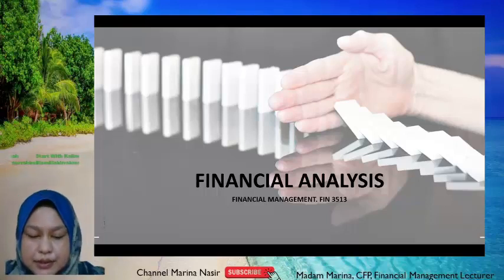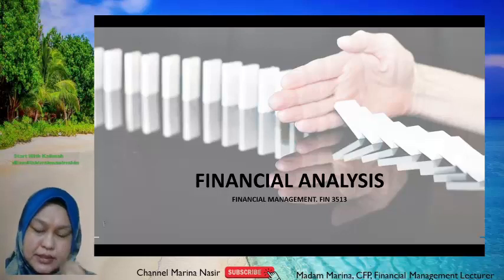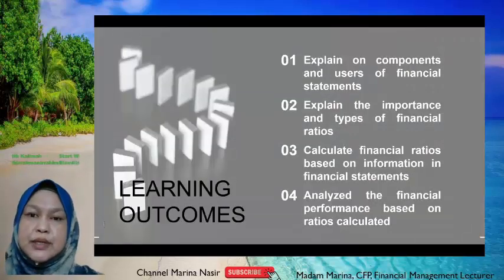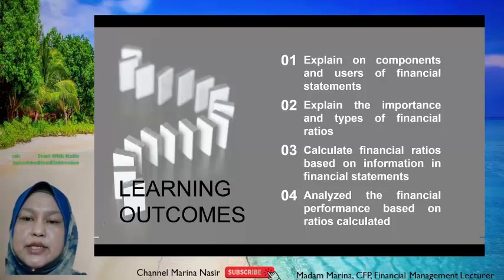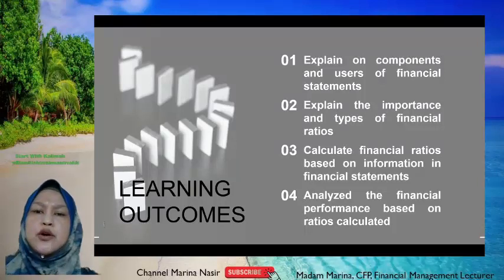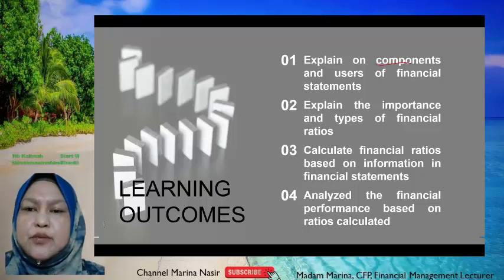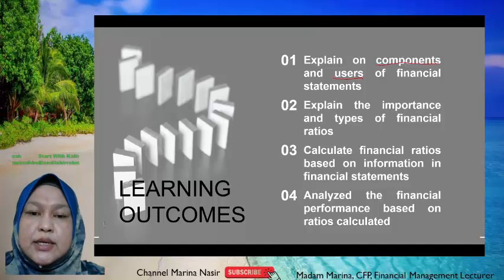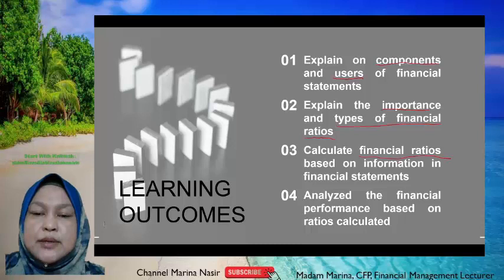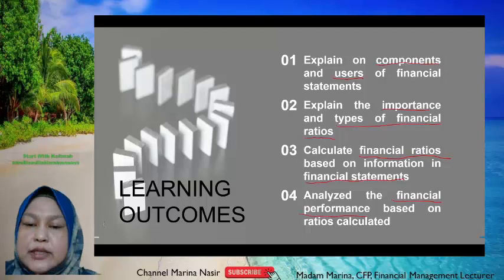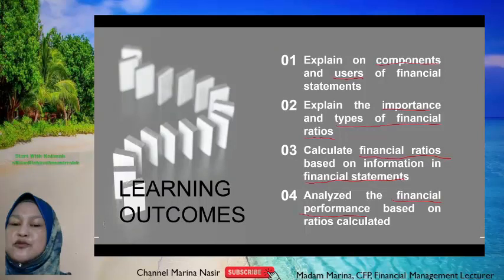Today our topic is financial analysis. This is the learning outcome for this topic. The first one is to explain the components and uses of financial statements. The second one is to explain the importance and types of financial ratio. The third one is to calculate the financial ratio itself, based on the information in the financial statement. The fourth, the last one, is to analyze the financial performance, either good or poor performance, based on the ratios that we have calculated.